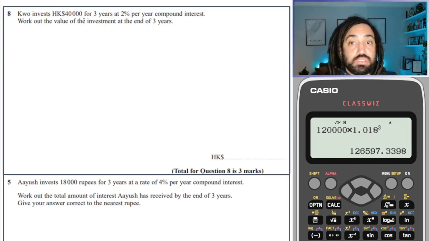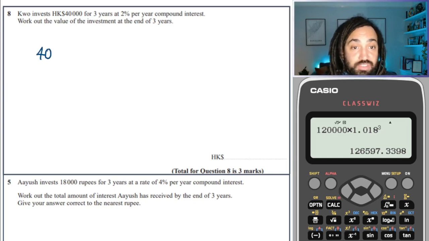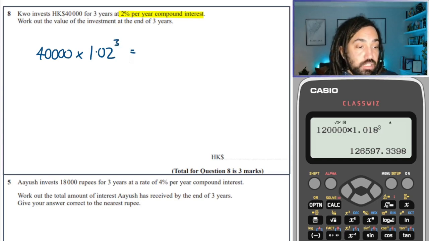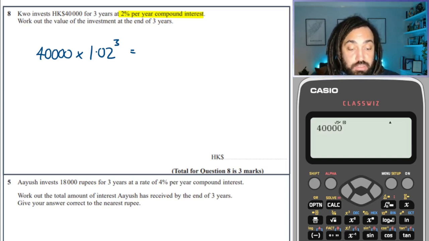Okay, next question. And we got 40,000 multiplied by the multiplier, so a 2% increase has a multiplier of 1.02, and that's to the power of 3 because it's 3 years. So let's just get straight into this. So that's 40,000 multiplied by 1.02 to the power of 3.